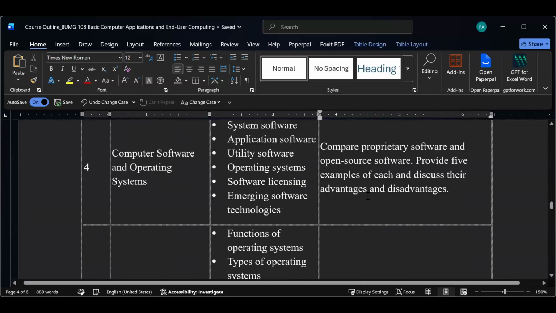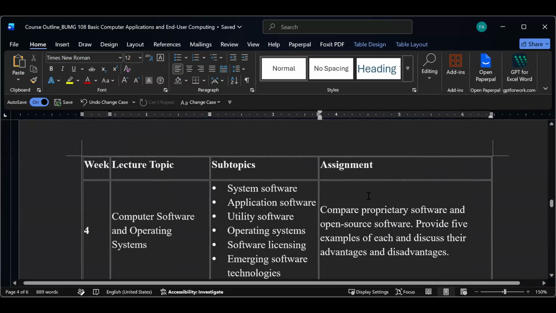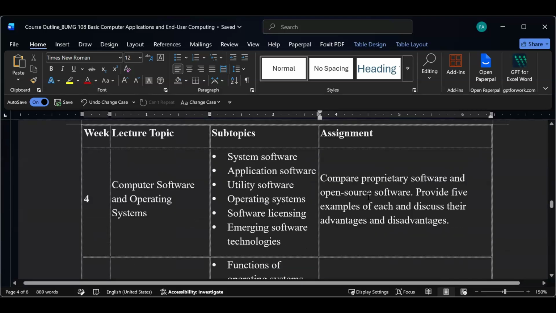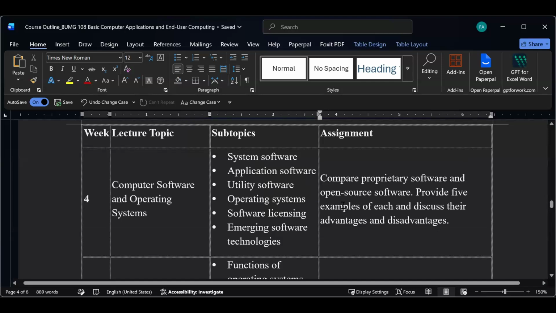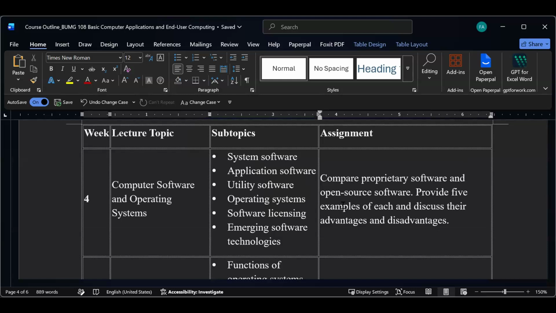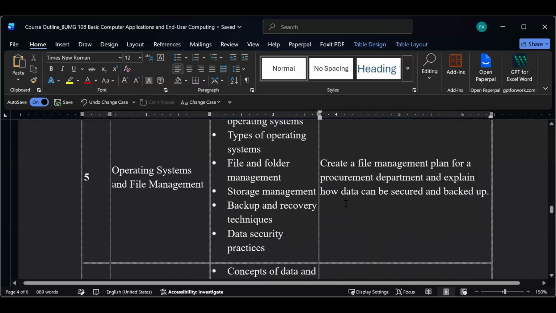Week 4, we go to more details in computer software and operating systems. What are they? So system software, application software, utility software, operating software licensing, emerging software technologies. So we have an assignment to compare proprietary software and open source software. So these are types of software, and then provide 5 examples of each and discuss their advantages and disadvantages.